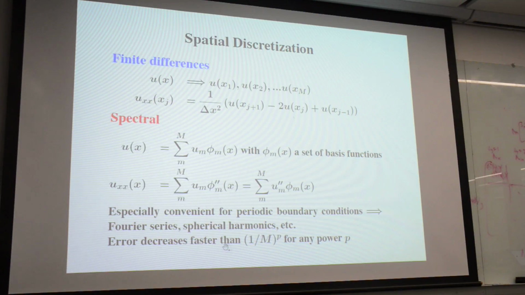The spectral ones do not have that kind of error. Their error decreases faster than 1 over the number of grid points to any power. That's why one says sometimes it has exponential accuracy. Formulas like this are second order accurate. It matches the Taylor series, so the error is in delta x squared. Am I right? Or delta x cubed? So these are second order accurate formulas. You can make higher order accurate formulas, but the spectral error doesn't go like delta x squared or cubed or fourth. It goes faster than that for any power, and it's called exponential.